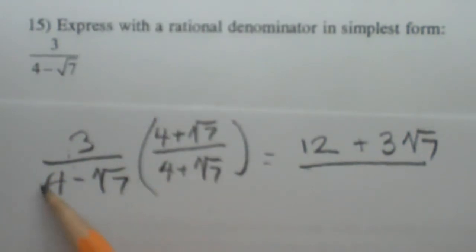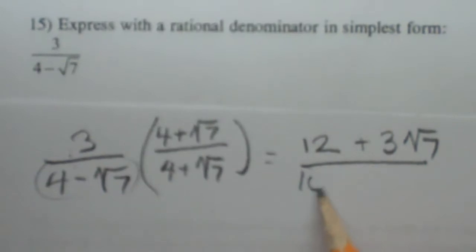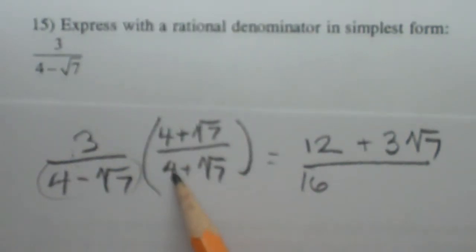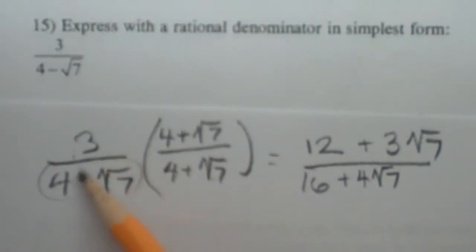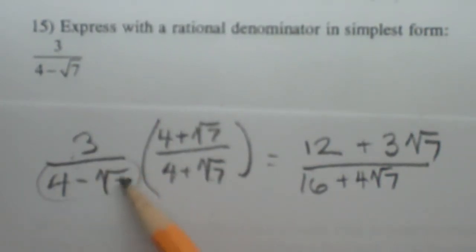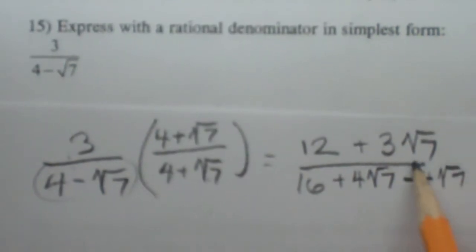We have to use the distributive property. 4 times 4 gives us 16. Do you see how we did that? 4 times the 4 gives us 16. And 4 times radical 7 is plus 4 radical 7. Now we can distribute this negative radical 7. Negative radical 7 times 4 is negative 4 radical 7.